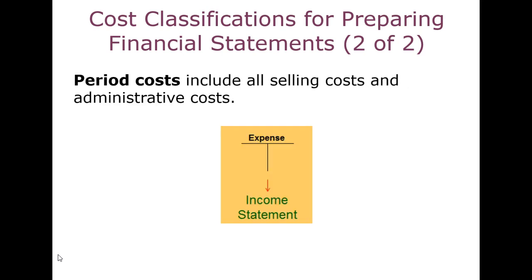Period cost, when you incur these, again, these are the selling and administrative costs. They are expensed immediately straight to the income statement. They don't go through work in process or finished goods. They go straight to the income statement.